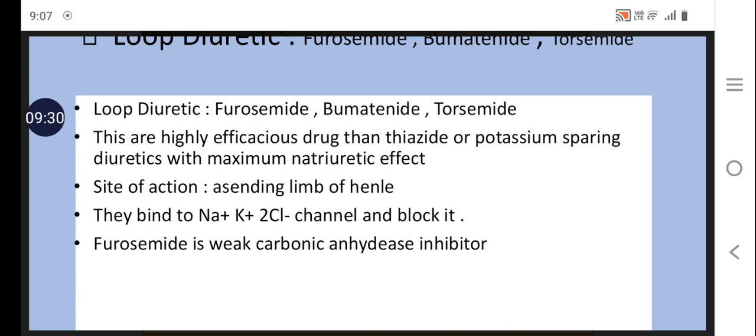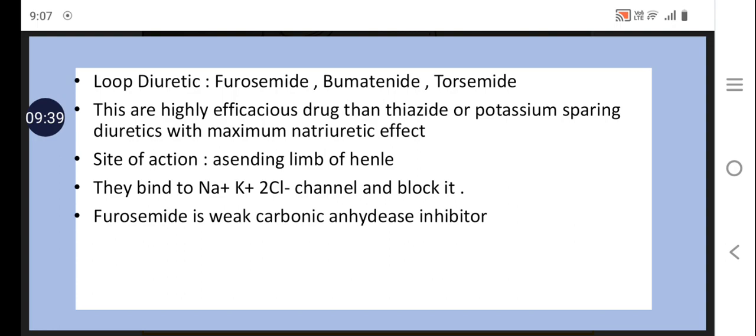These loop diuretic drugs bind to the sodium potassium 2 chloride channel, and they completely block it. And along with that, furosemide is a weak carbonic anhydrase inhibitor. Carbonic anhydrase is an enzyme that is responsible for the production of H plus ion, and once it is inhibited, the exchange of H plus ion with sodium is inhibited, and that's why sodium is lost through the urine, and along with that more water is lost from our body. So this is about the mechanism of action of the loop diuretics.